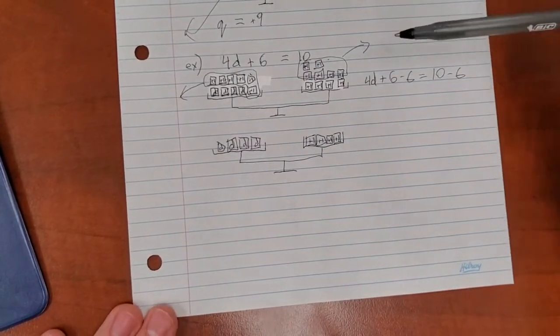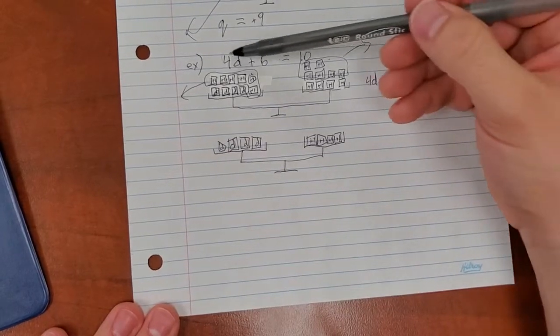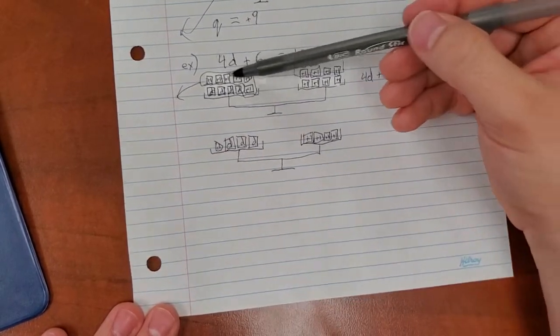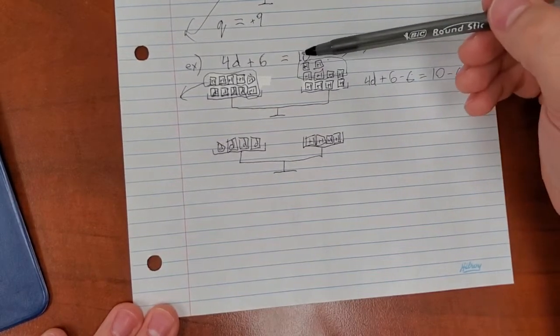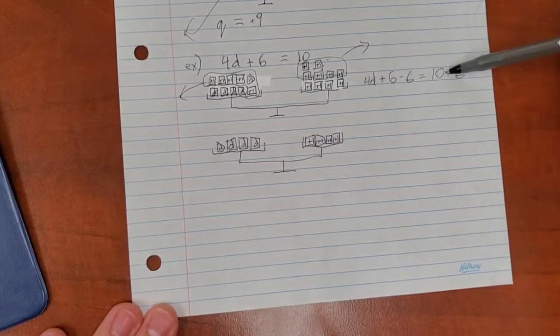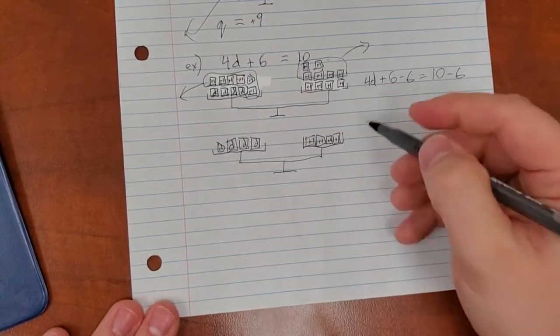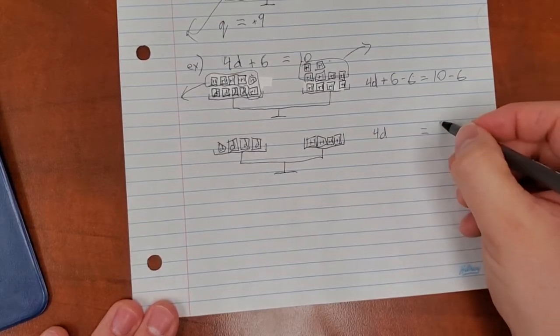Now just to draw the algebraic steps in here, what we did here was we did 4D plus 6, which is what we had, and we subtracted 6. We got rid of 6. And then we had our 10, which is what we had, and we subtracted 6. Okay, so that's what you draw algebraically, the next step. Finally, we have 4D. That leaves us with 4D equals 4.